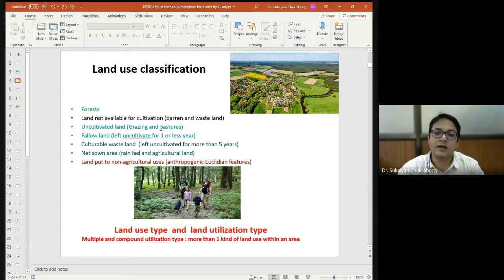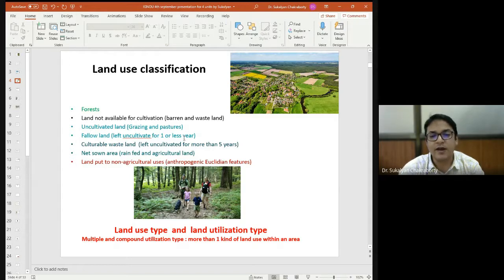Uncultivated land, it's the grazing and pastures. Okay, it is not used for agriculture, but basically this is under the use of grazing and pasture activities of the livestock. Fallow land is that land which has been left uncultivated for one or less years. Okay, but it might again be converted into cultivable land. Culturable wasteland is left uncultivated for more than 5 years. You will find this also a pattern in many places which has not been cultivated for more than 5 years. It does not have any vegetation also, maybe some erratic wild bushes or herbs growing over there. So that's culturable wasteland.